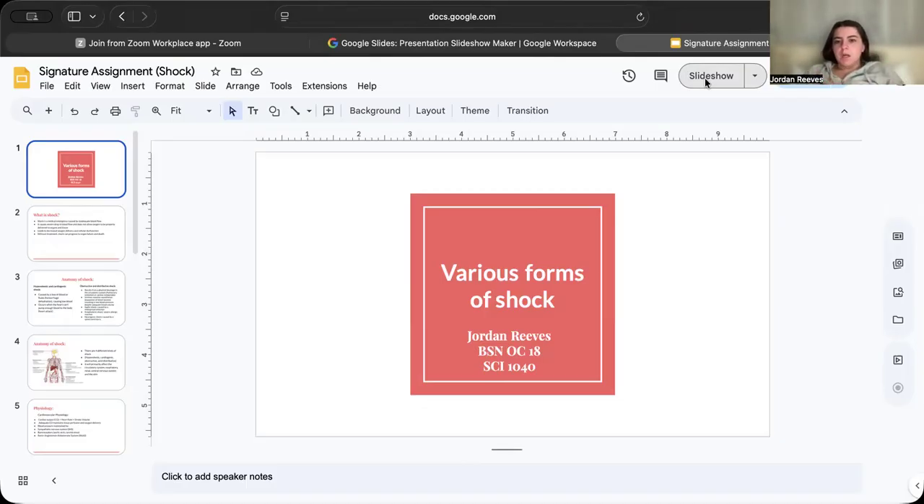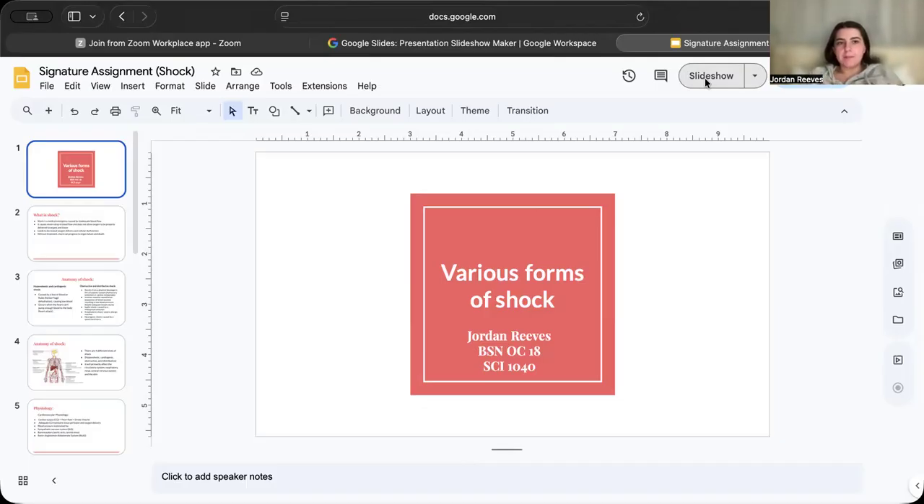Septic shock is caused by a widespread infection, so someone maybe has pneumonia and it wasn't treated or the antibiotics weren't working, and that can cause them to go septic. Anaphylactic shock is a severe allergic reaction, and neurogenic shock is caused by a spinal cord injury.